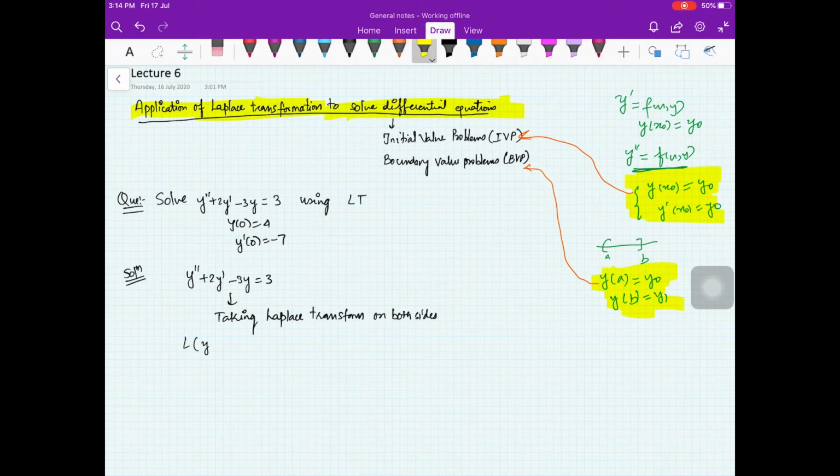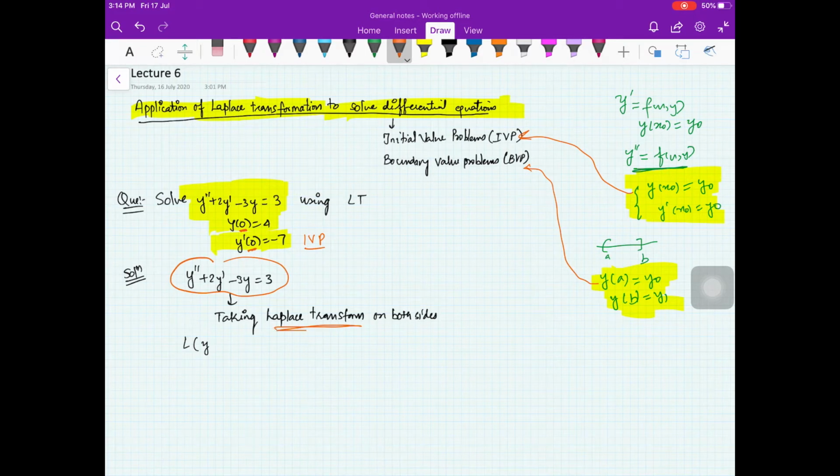So here I have taken this differential equation: y double dash plus 2y dash minus 3y is equal to 3, and y of 0 is 4, y dash 0 is minus 7. You may already know some methods to solve it, but here we will see how we can use Laplace transformation to solve it. Because both the conditions are given at the initial point 0, this is an initial value problem.